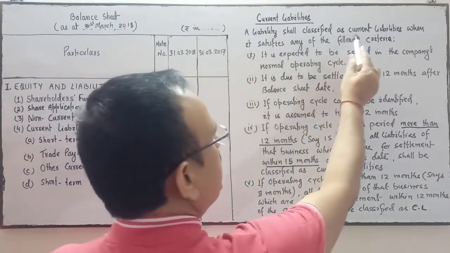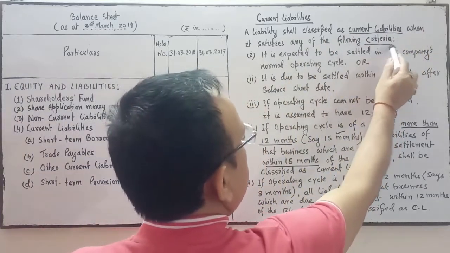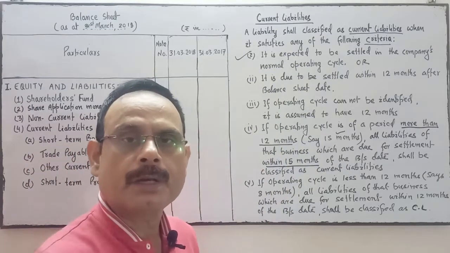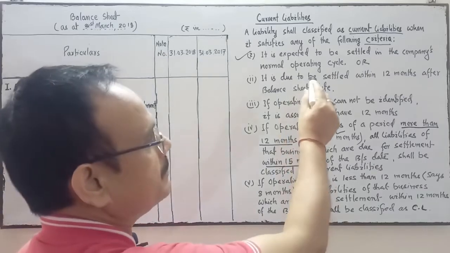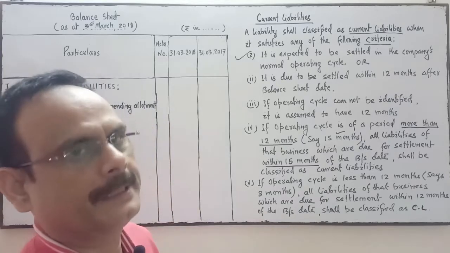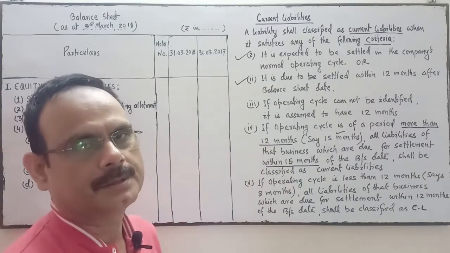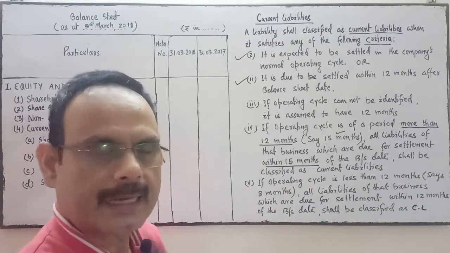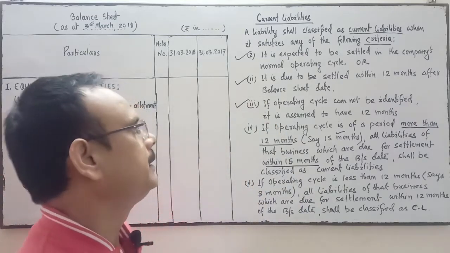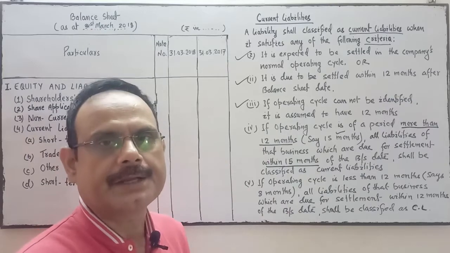So a liability shall be classified as current liability when it satisfies the following criteria. Criteria number 1, it is expected to settle within the normal operating cycle of the company. Second one, it is due to be settled within 12 months of the date of balance sheet. Third one is, if operating cycle cannot be identified, then it is assumed to have 12 months.